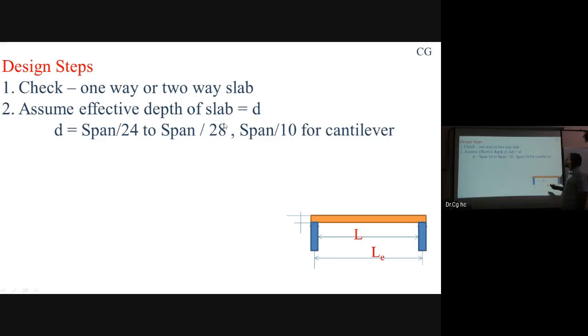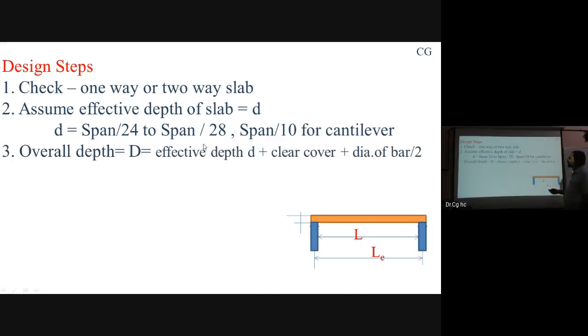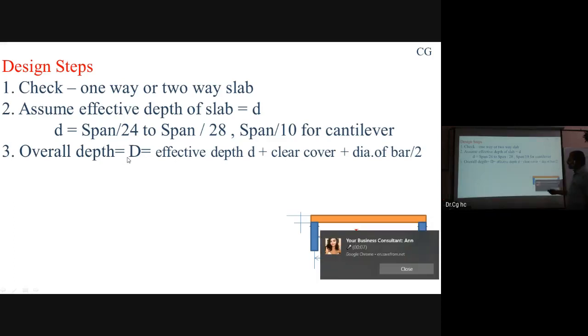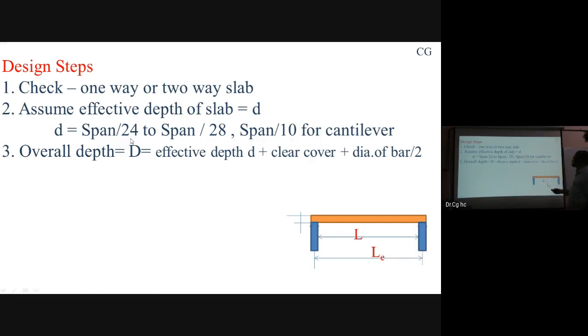ಈಗ ಫಾರ್ ಕ್ಯಾಂಟಿಲಿವರ್ ಬೀಮ್ಸ್ ಅಂದ್ರೆ ಸ್ಪ್ಯಾನ್ ಡಿವೈಡೆಡ್ ಬೈ 10. ಇದನ್ನ ನಾವು ಕ್ಯಾಲ್ಕುಲೇಟ್ ಮಾಡಬೇಕು. ಫಸ್ಟ್ ವಿ ನೀಡ್ ಟು ಕ್ಯಾಲ್ಕುಲೇಟ್ ದಿಸ್. ಅಂಡ್ ಓವರ್ ಆಲ್ ಡೆಪ್ತ್ ಇಸ್ ಈಕ್ವಲ್ ಟು, ಓವರ್ ಆಲ್ ಡೆಪ್ತ್ ಹೇಗೆ ಕ್ಯಾಲ್ಕುಲೇಟ್ ಮಾಡ್ತೀವಿ ಅಂತ ಹೇಳಿದ್ರೆ ದಟ್ ಈಸ್ ಎಫೆಕ್ಟಿವ್ ಡೆಪ್ತ್ ಪ್ಲಸ್ ಕ್ಲಿಯರ್ ಕವರ್ ಪ್ಲಸ್ ಹಾಫ್ ಆಫ್ ದ ಡಯಾಮೀಟರ್ ಆಫ್ ದ ಬಾರ್. ಇದನ್ನ ಓವರ್ ಆಲ್ ಡೆಪ್ತ್ ಅಂತ ಹೇಳ್ತೀವಿ ನಾವು.